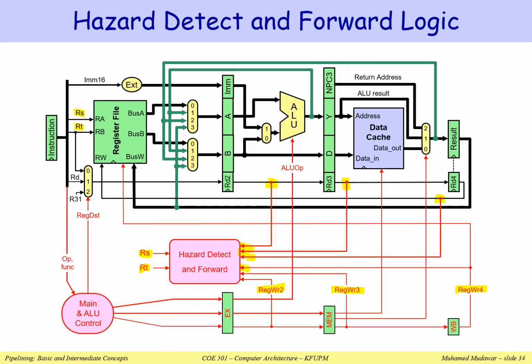Based on the values of these inputs, this logic is going to produce forward A and forward B. These two control signals are going to control the two multiplexers at the inputs of A and B. So this is how we detect hazards, and this is how we implement the forwarding logic. We generate the control signals that will select what should be the input to A and what should be the input to B.